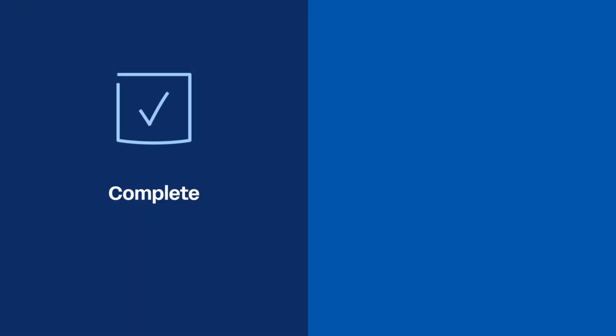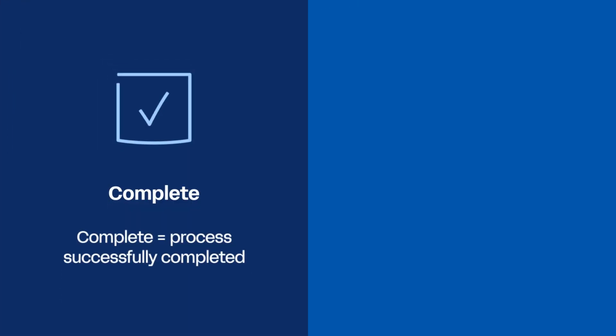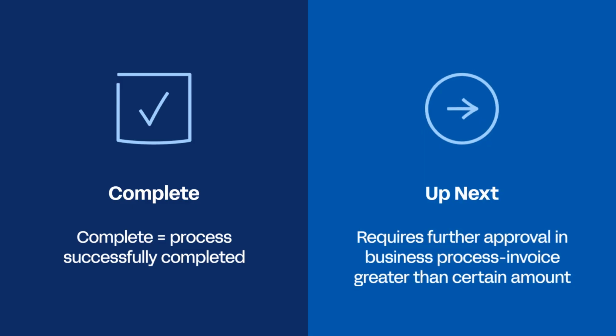The next step in the process is approval. Depending on the setup, there will be one of 2 outcomes when you submit the invoice. Complete, displaying a check icon indicating that the process completed successfully. And up next, meaning that the business process requires further approvals, such as if the invoice is greater than a certain amount.